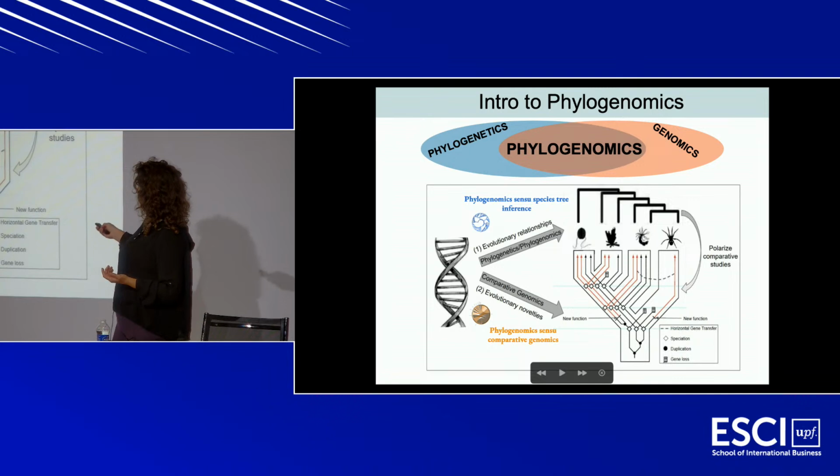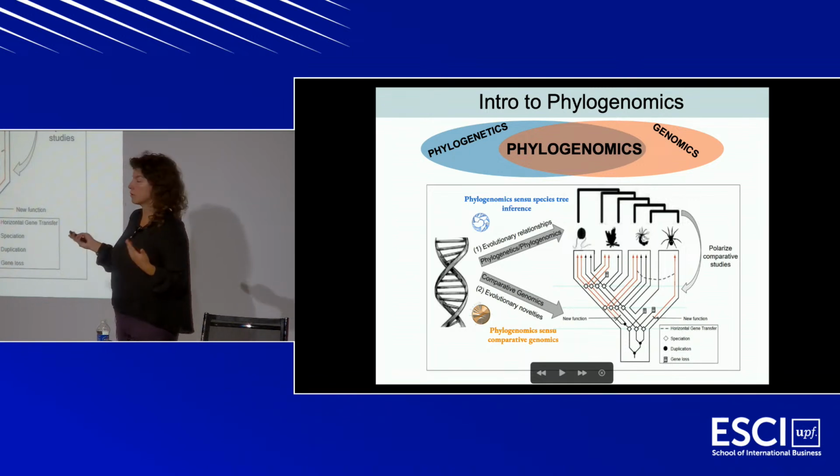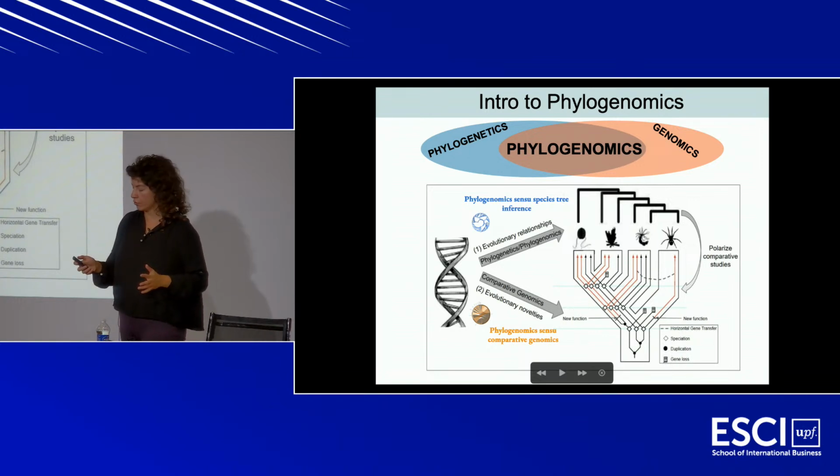And one important thing is that they are interconnected because, of course, if we want to do something comparative, we need a fully resolved species tree to polarize the results. Otherwise, we don't know when speciation, duplication, or gene loss may have happened. So these are the two main assumptions on phylogenomics.